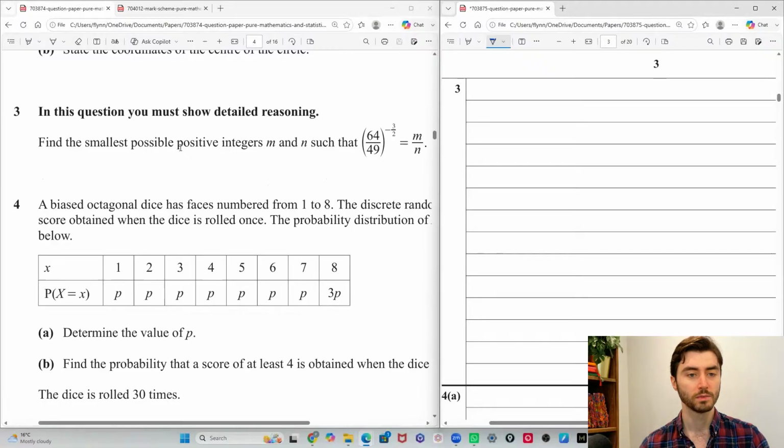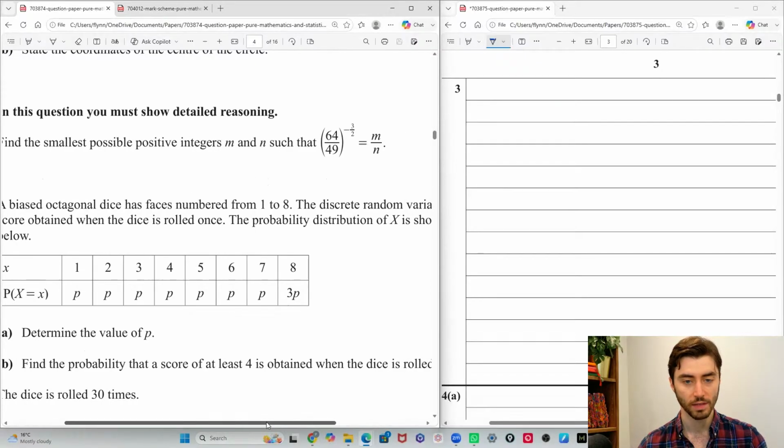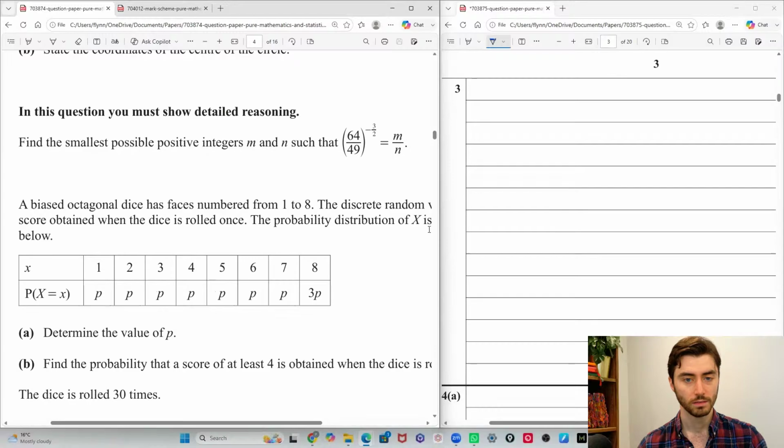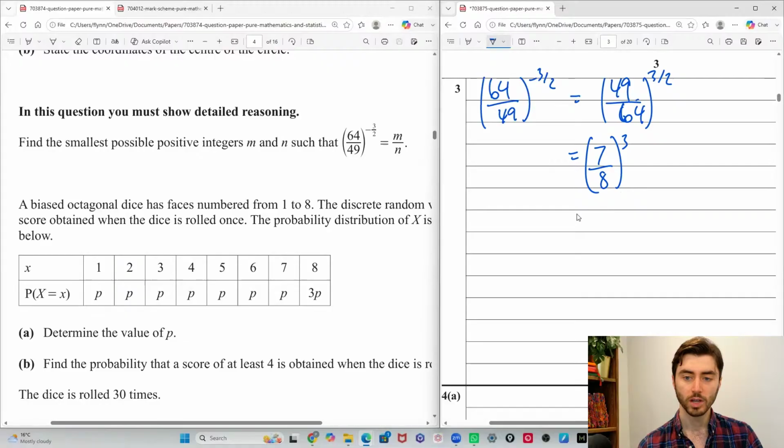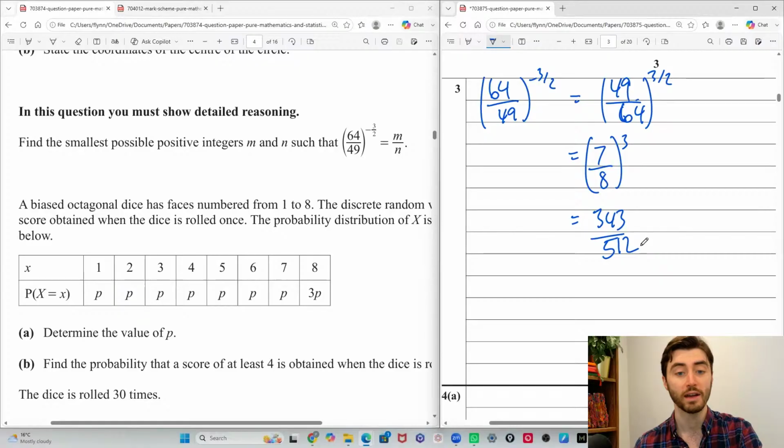Find the smallest possible positive integers m and n such that that thing... Okay, they're overcomplicating it. Let me just actually solve this for a second. All right, so let me just deal with the left-hand side. The first thing I'm going to do is deal with the negative sign, which is just going to flip the fraction. Now I'm going to deal with this over 2, which means square root, which will turn that into 7/8. And then I'm going to cube the whole thing. And that is what I'm going to rely on the calculator for, which is going to be 343 over 512. And that's going to be very simple to check.